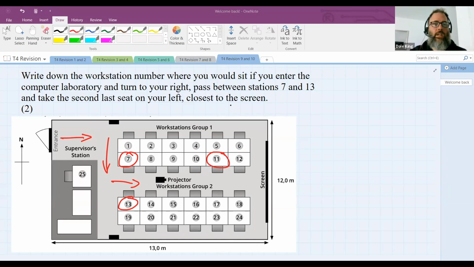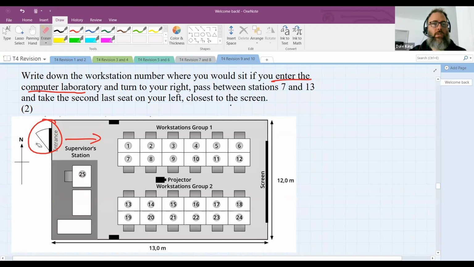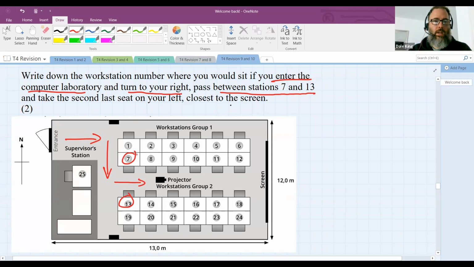All right, well, don't worry, I'm going to do it again for you. Okay, so the instructions, read it with me, and I'll do it phrase for phrase. Enter the computer lab, which means we come in the door there. This is a door. On plan views, that's a door. Turn to your right. So you have to turn your head and pretend you're walking in there. If you turn to your right, you're going down this way. That's turn to your right. Pass between 7 and 13. So here's 7, here's 13. You want to go between the two, 7 and 13. Take the second last seat on your left.